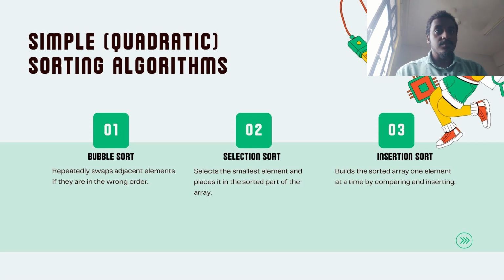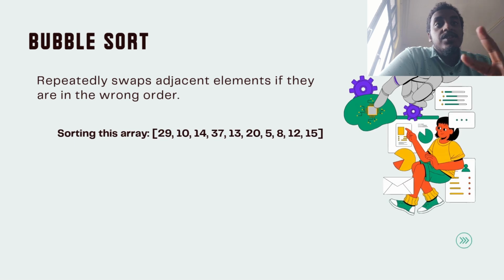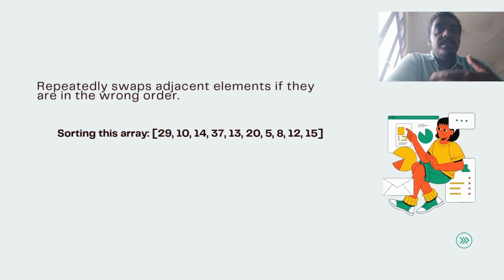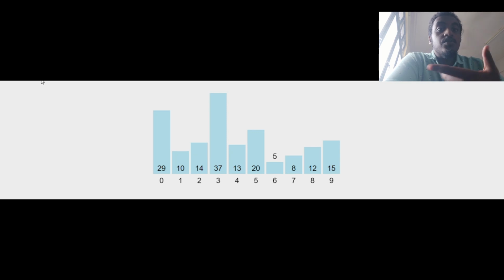Quadratic sorting algorithms include bubble, selection, and insertion. They are straightforward but inefficient for large datasets. Bubble sort swaps adjacent elements until the list is sorted. Let's see how bubble sort works.